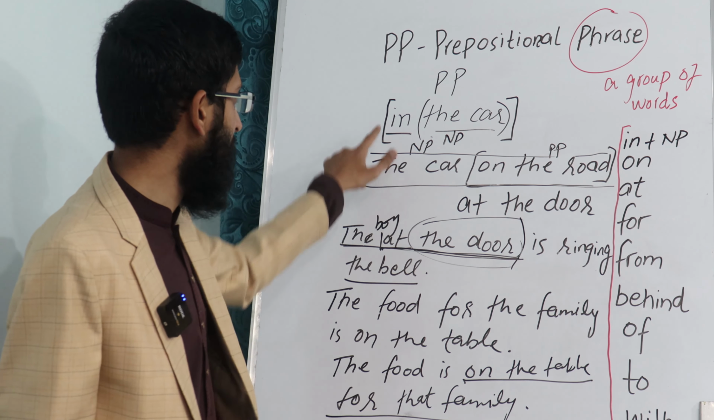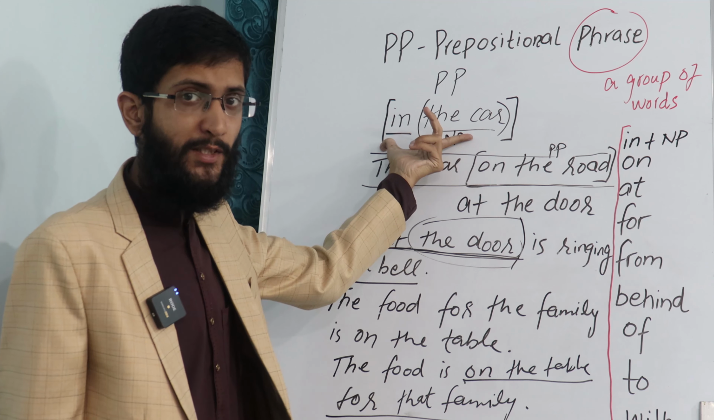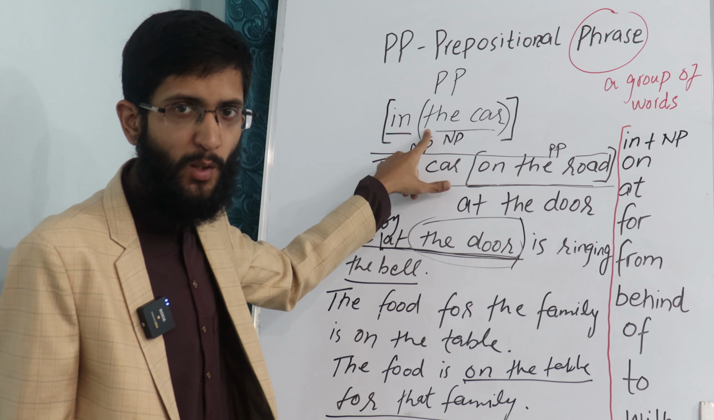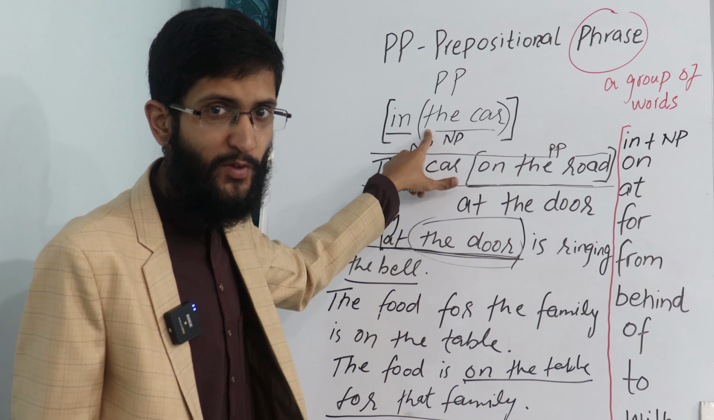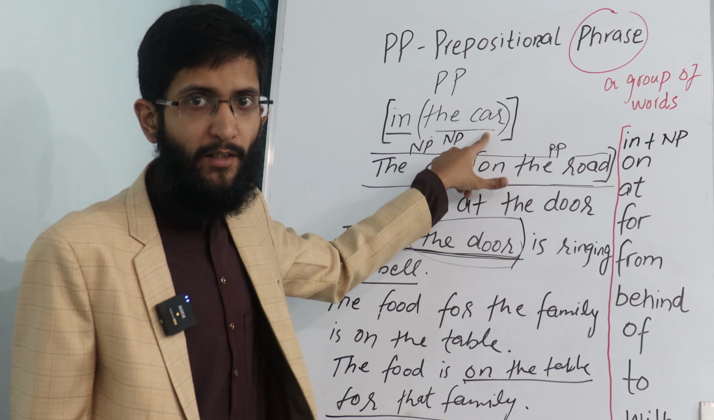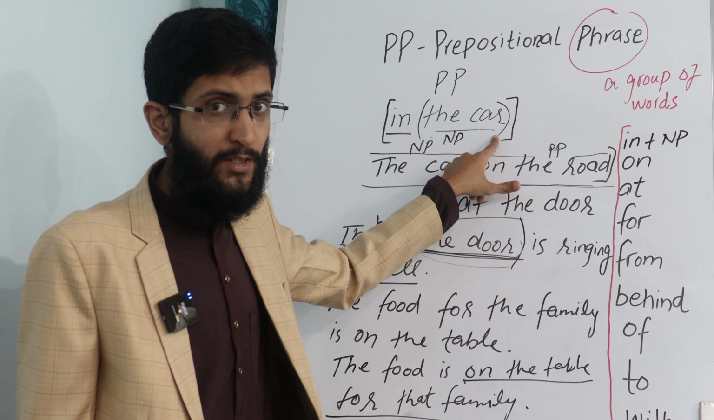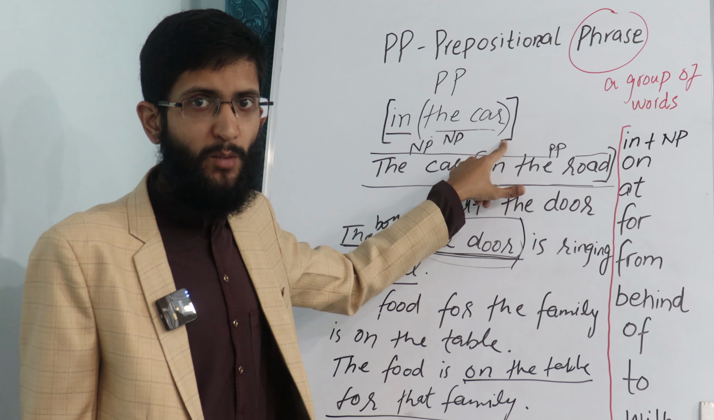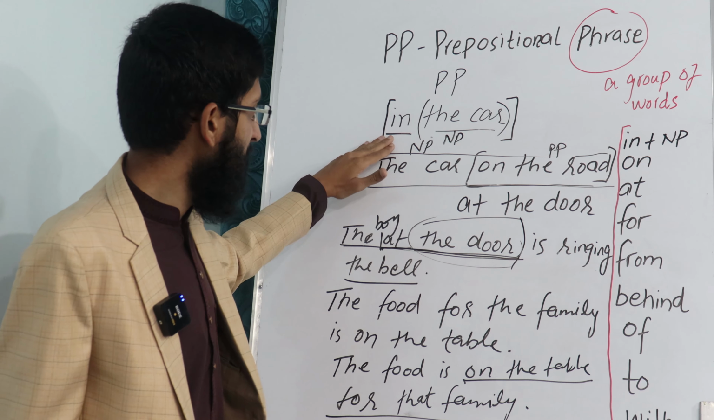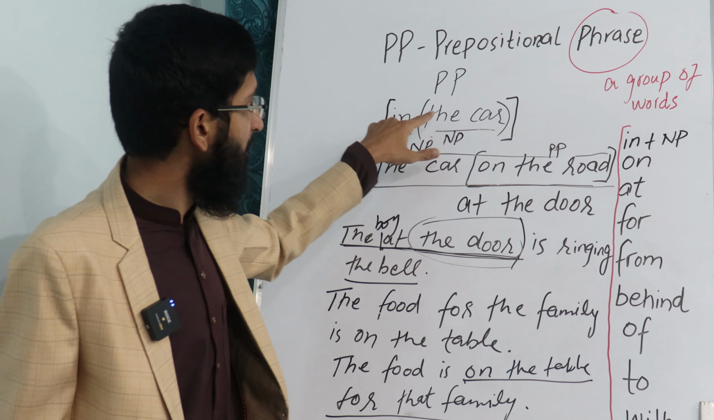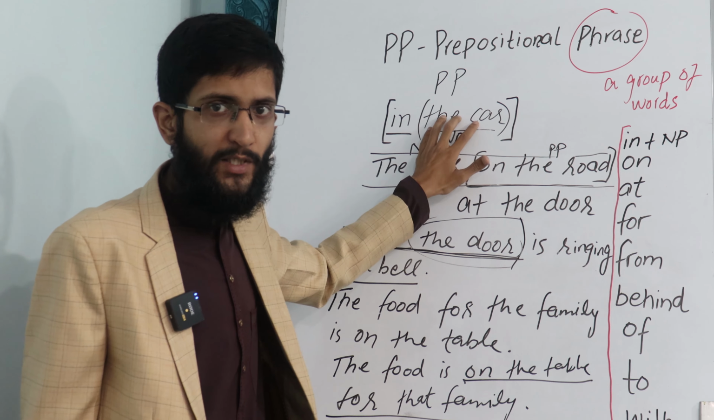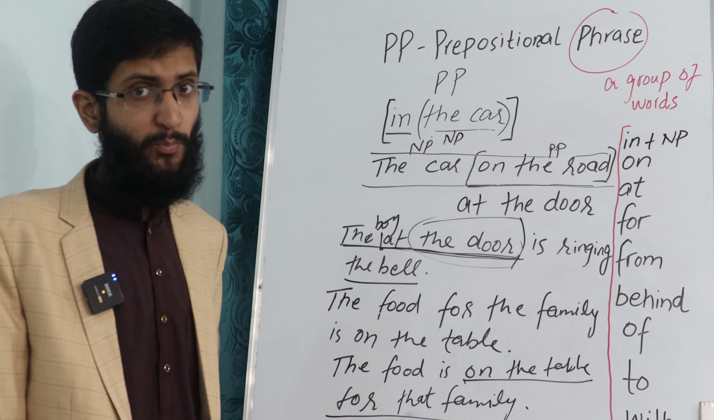For instance, in the car, this whole is a prepositional phrase, but in this prepositional phrase there is a smaller part called a noun phrase. The car, the table, the chair, the bed, in the chair, on the table. So with a preposition you will find a determiner or a noun. That means a noun phrase can be after the preposition.